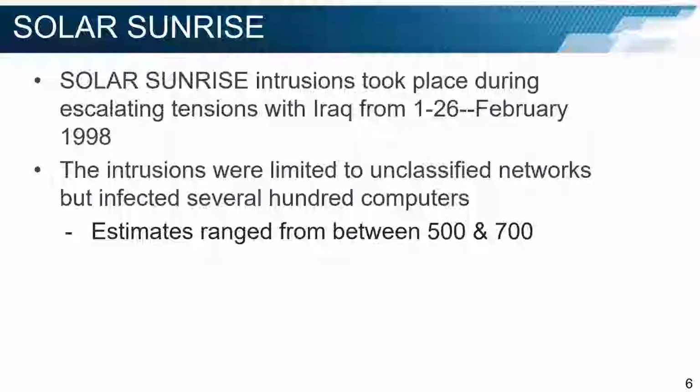Solar Sunrise. Approximately a year after the Eligible Receiver red team exercise, an intrusion was detected spanning a number of military, government, and private sector systems. The investigation into this intrusion was codenamed Solar Sunrise. Solar Sunrise took place during the escalating tensions with Iraq shortly before the first Gulf War. While the intrusion was limited to unclassified networks, it is estimated that between 500 and 700 systems were compromised. Initial suspicions pointed towards Iraq as the culprit.